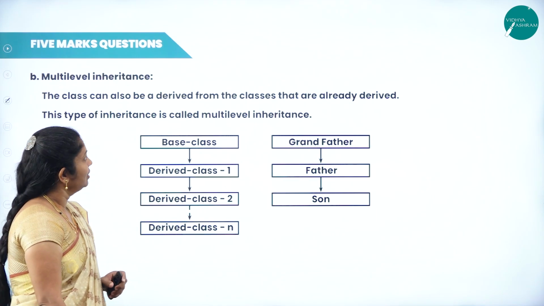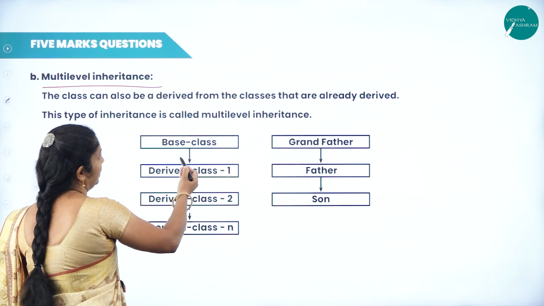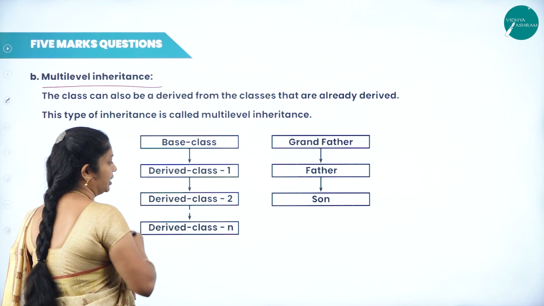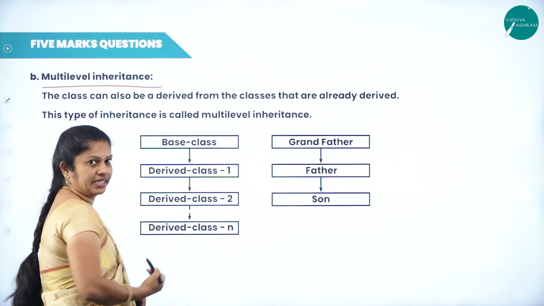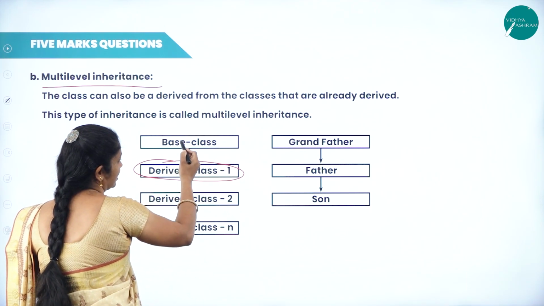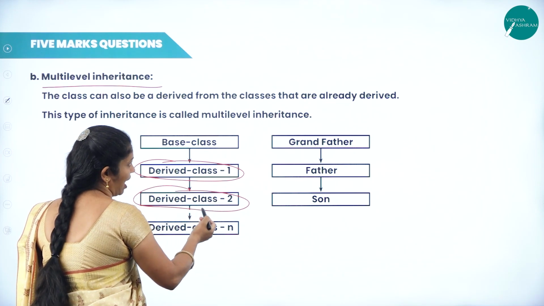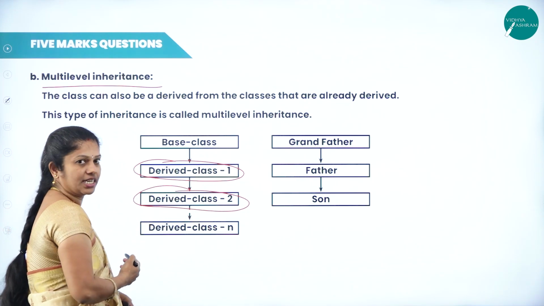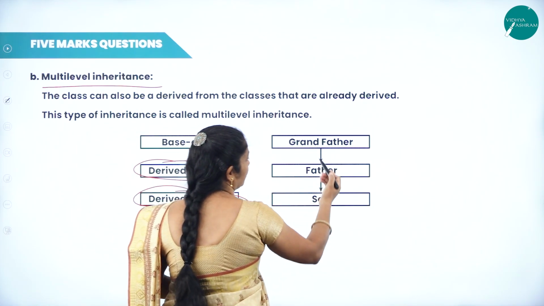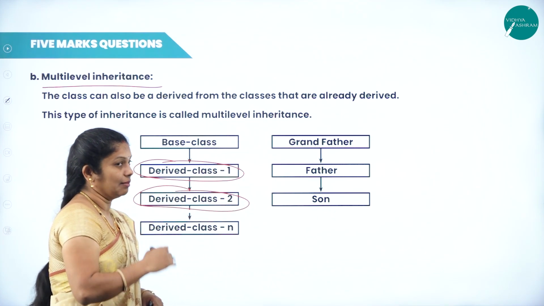Now is it clear? The next one, multi-level inheritance. For example, we have a base class, from that one derived class, from that one more derived class, and from that we have multiple derived classes. If I consider derived class 1, then it is derived from the base class. If I consider derived class 2, it has the properties of the base class as well as derived class 1, with additional properties. For example, grandfather properties are transferred to father. From father, the properties are transferring to son.